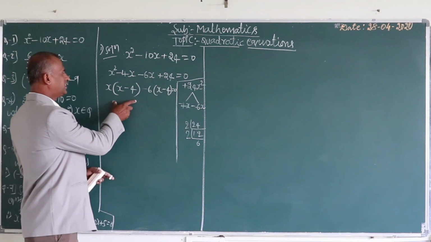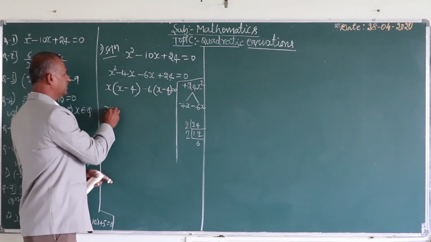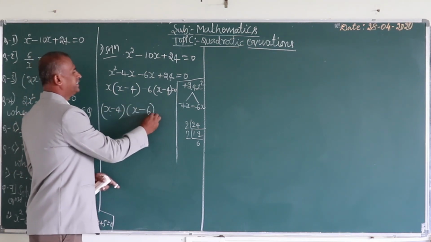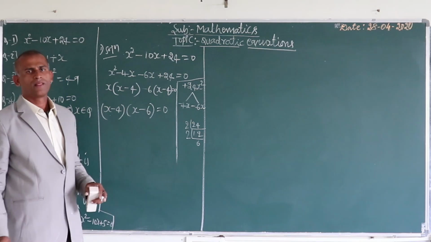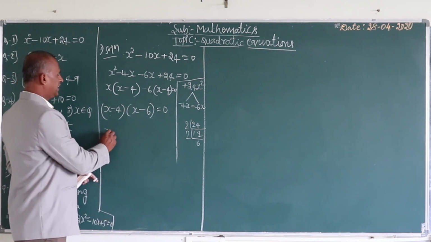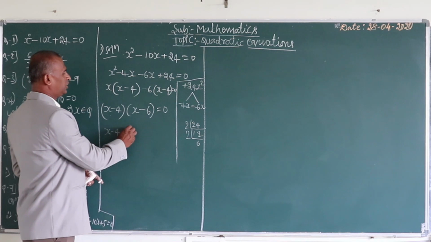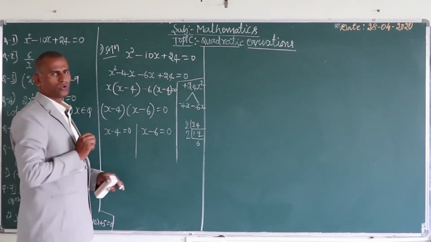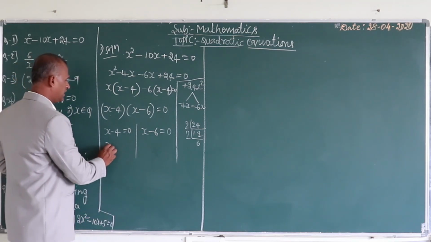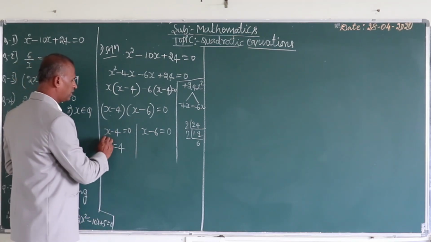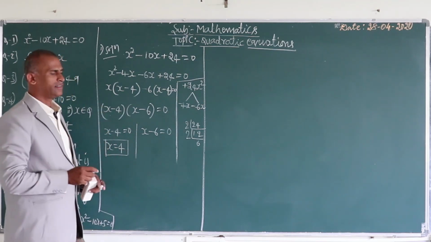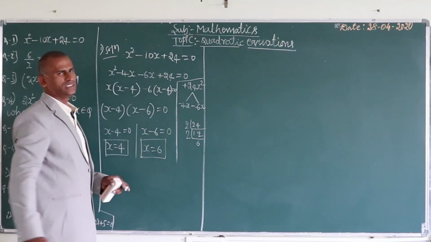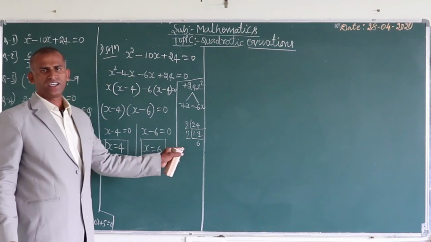Now take x minus 4 common here, and x minus 6 will remain, is equal to 0. Now x minus 4 equals to 0 one, and x minus 6 equals to 0 one more. Now transposing, x equals to 4 and x is equal to 6. These are the two solutions here. One is 4, one is 6.